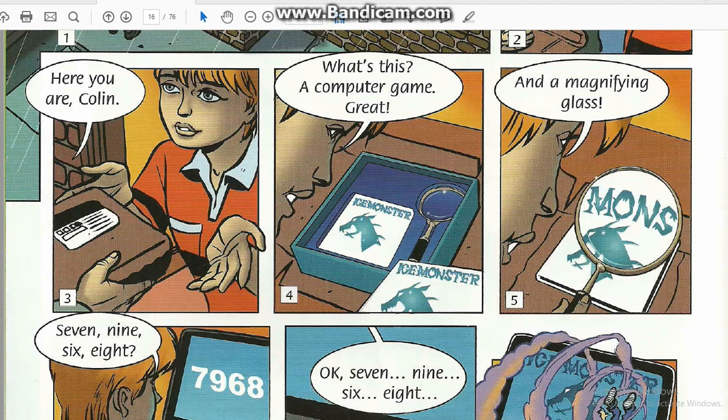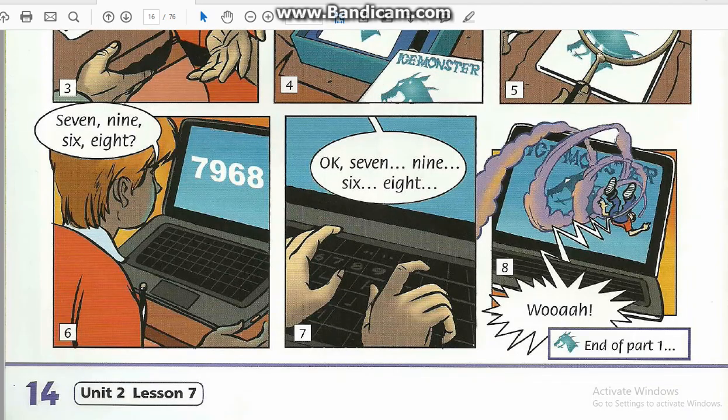Great! And a magnifying glass. Seven, nine, six, eight. Okay. Seven, nine, six, eight. Whoa! End of part one.